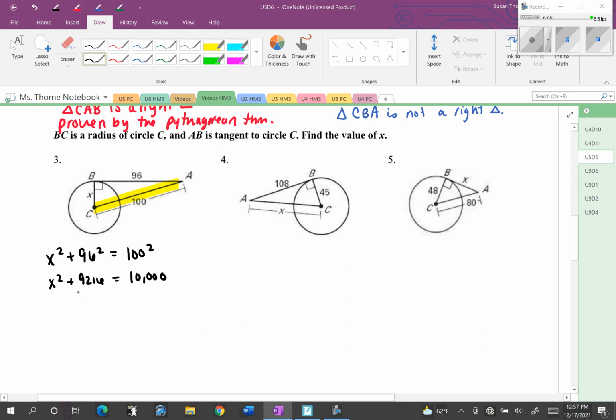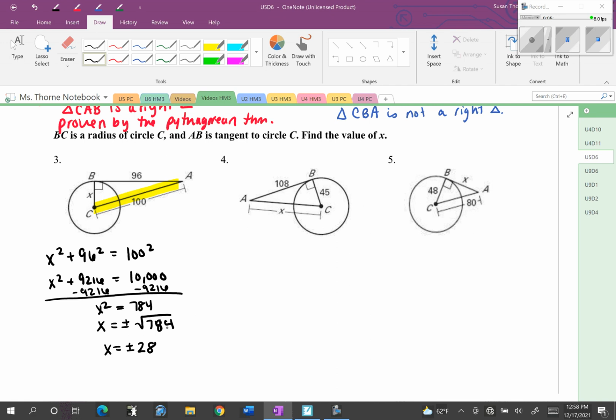And so then subtract the 9,216 from both sides. And we get x squared equals 784. We have to take the square root of that, and don't forget the plus or minus. And when we take the square root of 784, we get x equals plus or minus 28. But of course, when we are doing this, we can't have a negative length for a side, so we know that our only answer is positive. So x is equal to positive 28 would be our solution, because again, we can't have a negative length.